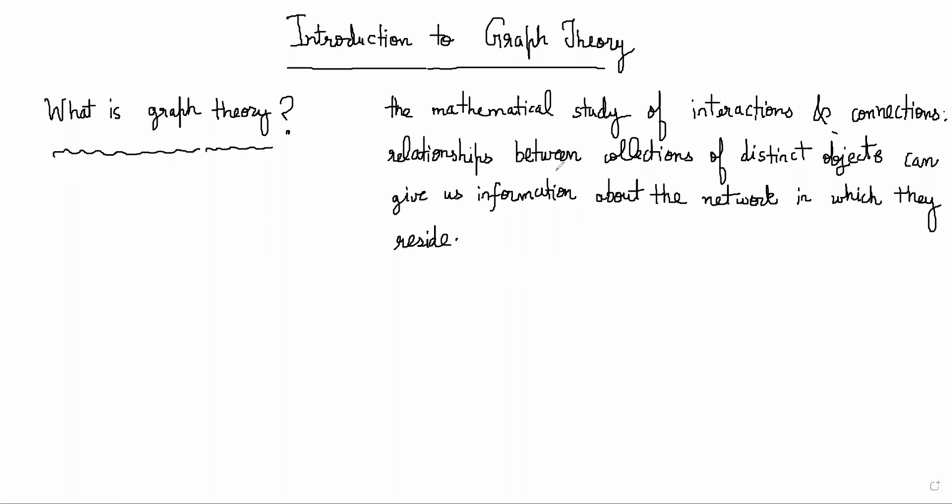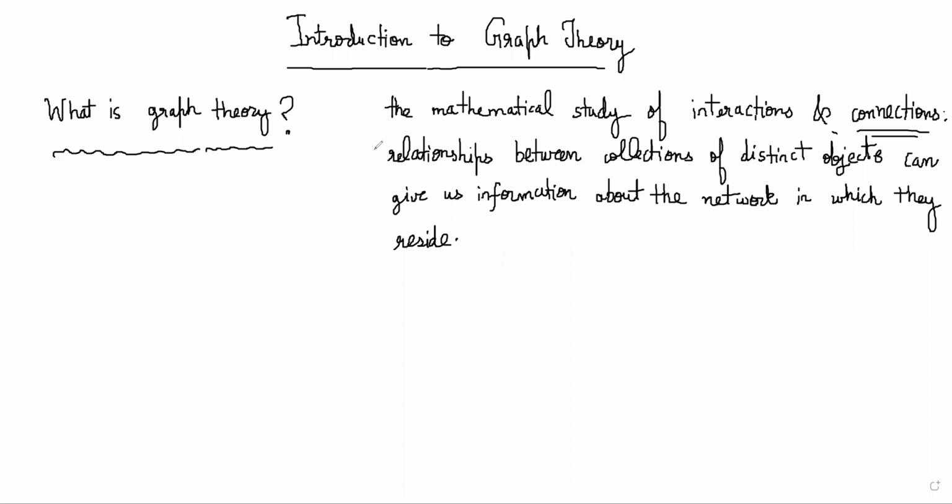So, what is graph theory? The mathematical study of connections and interactions between discrete objects. That is called graph theory. We will get right down to examples pretty soon, but let's just explore the definition a little more.